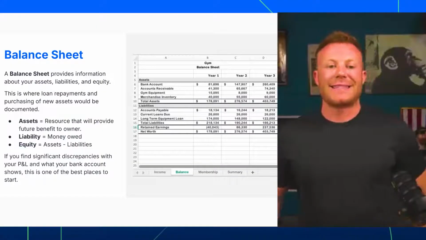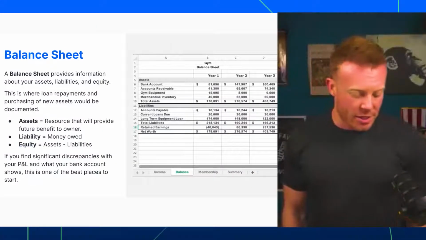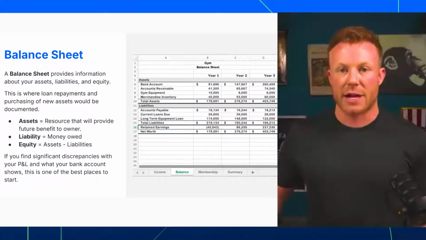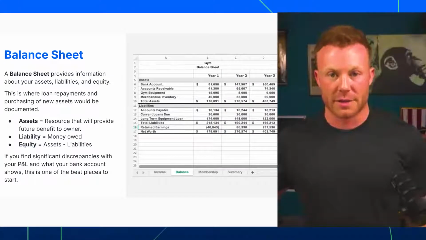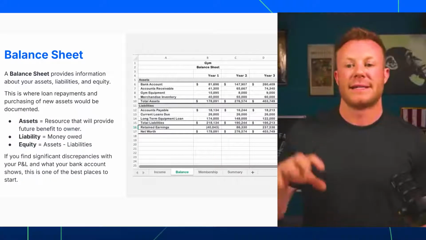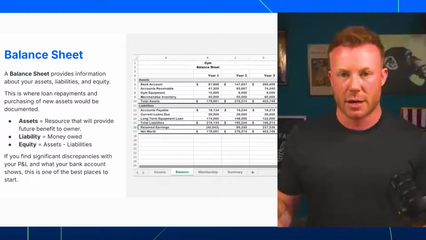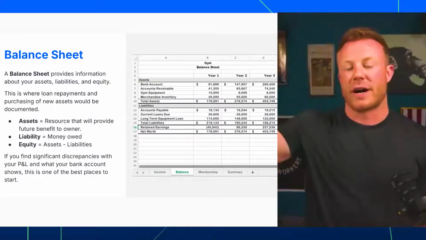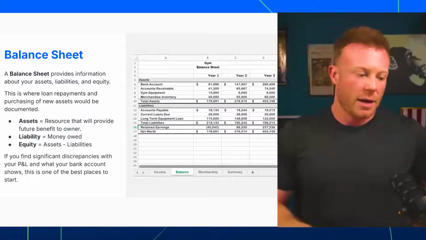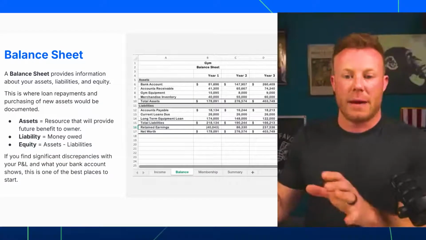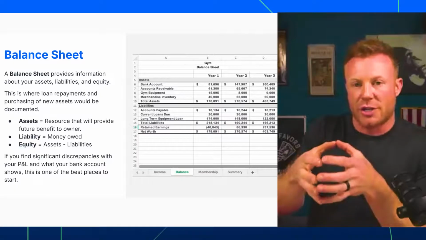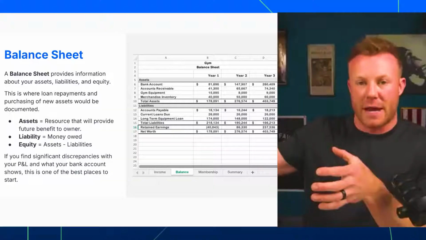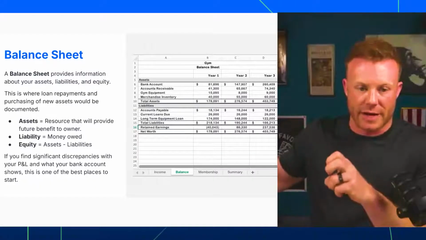The next one is a balance sheet. Balance sheets are going to get into assets, liabilities, and then your equity in the actual business. So for example, if you have a business that brings in $500,000 a year, okay, that's in assets. Resources that will provide future benefits to an owner. Your equipment, your membership, whatever it may be, these are assets I have that will provide me future benefit. That's the technical legal definition of an asset.